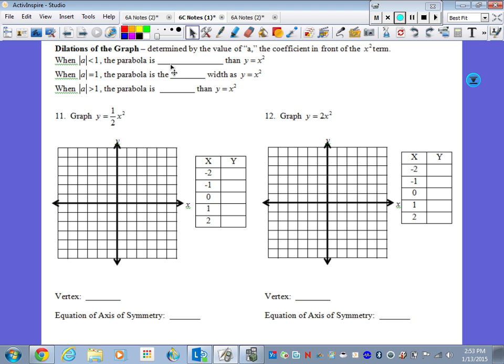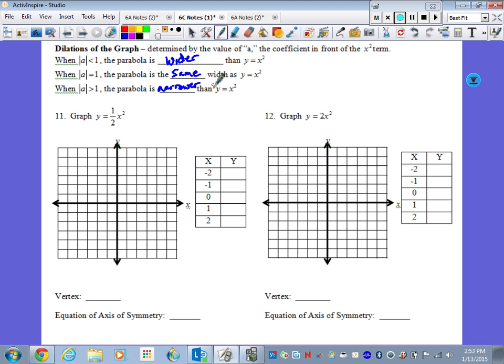Okay. So when it's less than 1, what did we decide here? And let's go ahead and fill that in. Okay. So I'm just waiting for this to catch up with me. Okay. So when it's less than 1, it's wider than the parent function. Okay. When it's equal to 1, it's the same as the parent function. And when it's greater than 1, it's narrower. I never can say that right. Than the parent function. Okay.